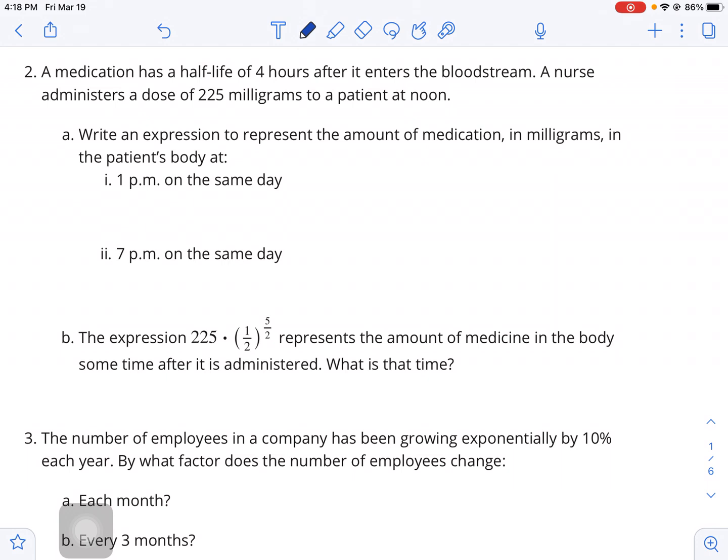For number 2, a medication has a half-life of 4 hours after it enters the bloodstream. A nurse administers a dose of 225 milligrams to a patient at noon. They want us to write an expression to represent the amount of medication in milligrams in the patient's body at 1 p.m. on the same day.